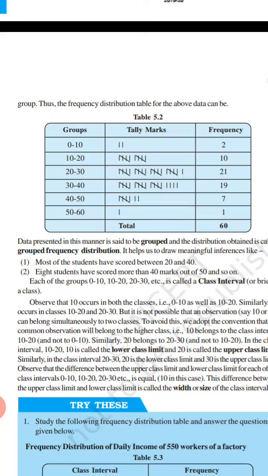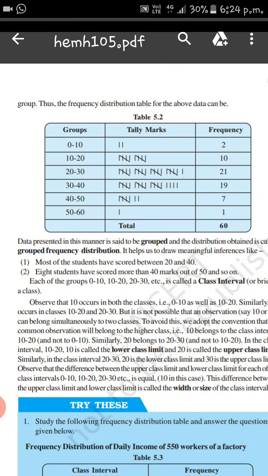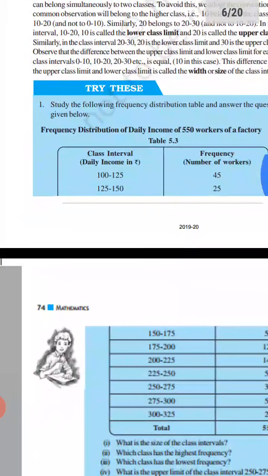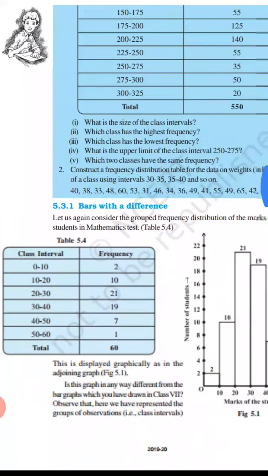Now 8 students scored more than 40 marks out of 50. You see, out of 50 marks, 40 to 50, you have got 7, and 50 to 60, 1. Means for 50 to 60, only one student has got marks and 8 students have got above 40 marks. So this information we can find.